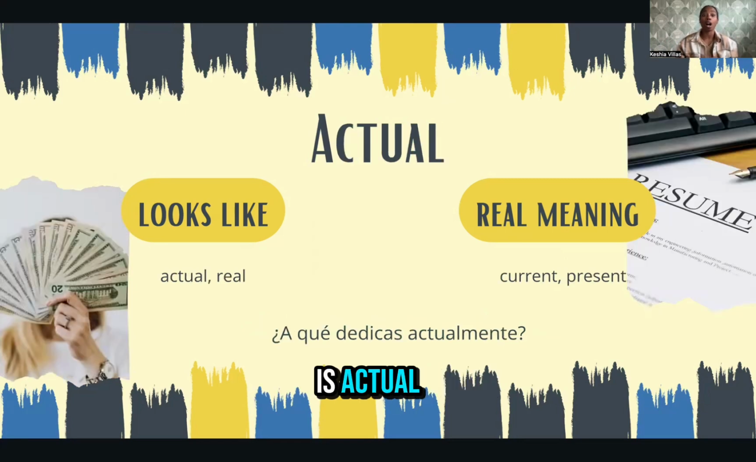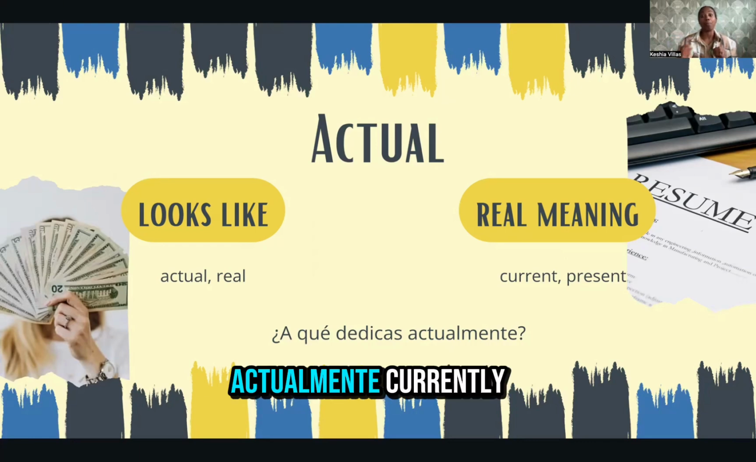Our next one is actual. Of course, actual totally looks like actual, meaning real in English. However, it actually means current or present. So someone in an interview might say, ¿A qué dedicas actualmente? What are you working on, or what's your work currently, presently? Or you might see that on a job application. ¿A qué dedicas actualmente? Currently, not actually.